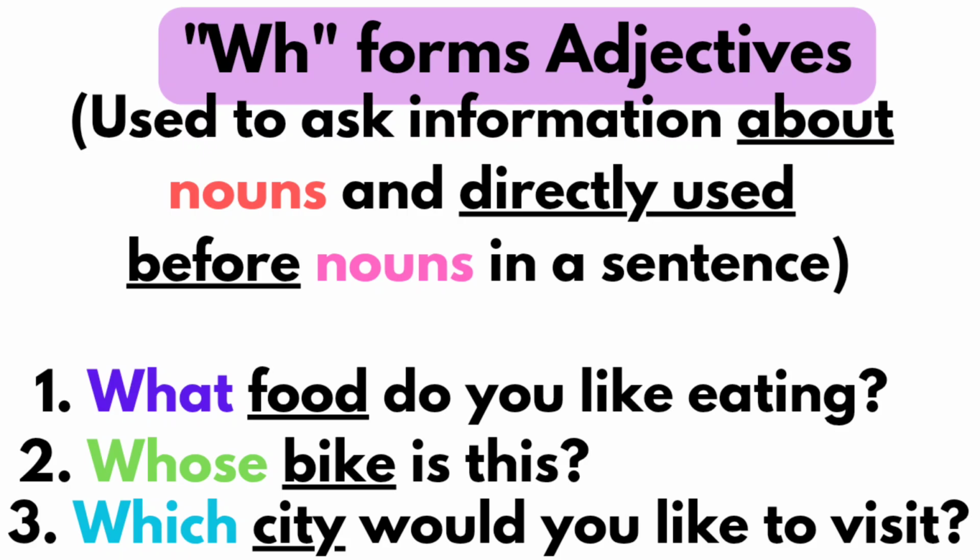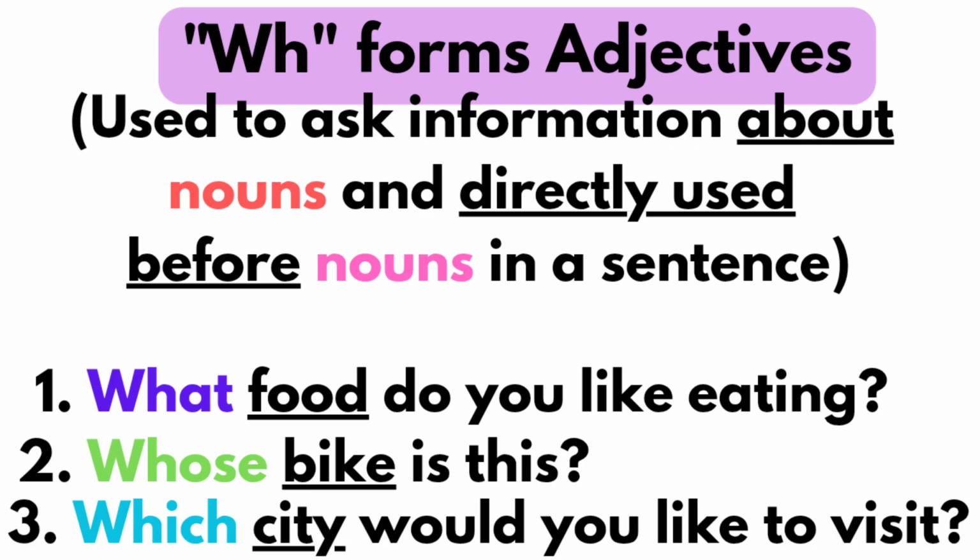So look at the second sentence. Whose bike is this? Here the information is about bike. Whose bike? Bike is a singular countable noun and whose is used before the noun bike. That's why it is an adjective in the sentence. It is asking information about a noun. So just understand the definition of adjectives, okay?